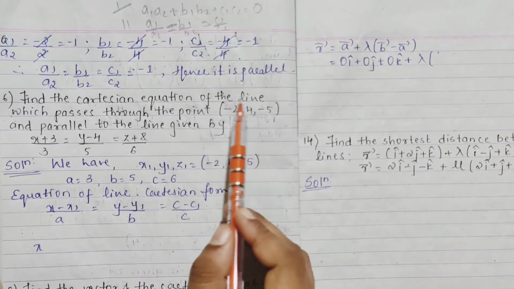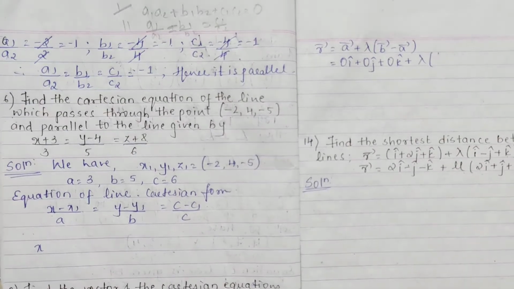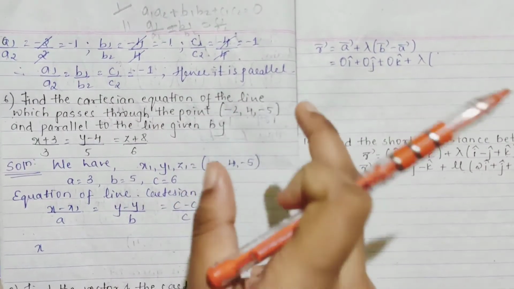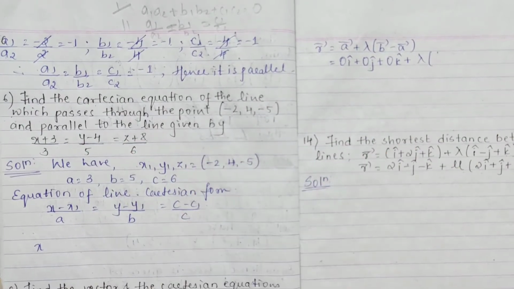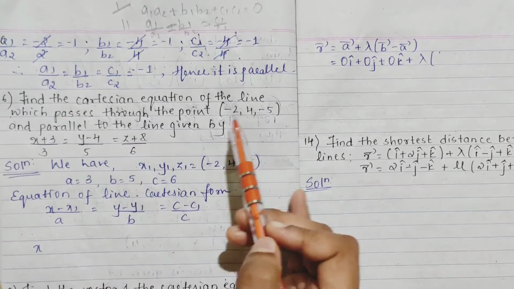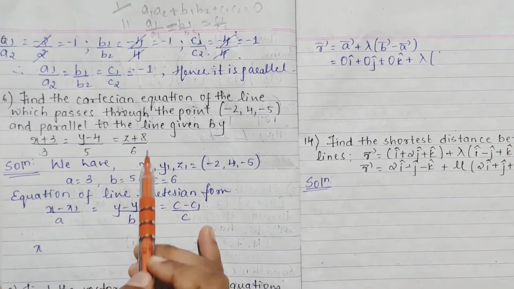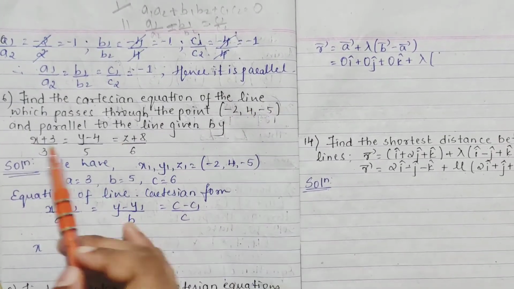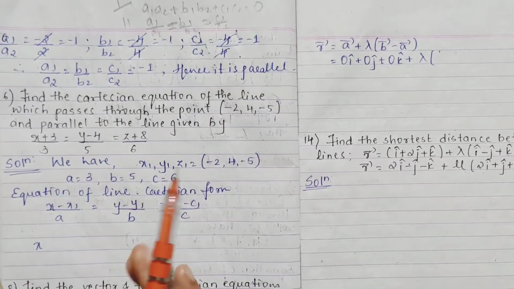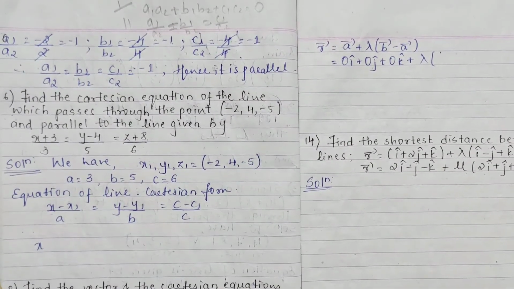A line and a point, which means you have to go for your equation of a line passing through a point and the vector b, right? This is the same. They have given just one point and they have said that the line is parallel to this line. So to find the Cartesian equation, we know the formula.